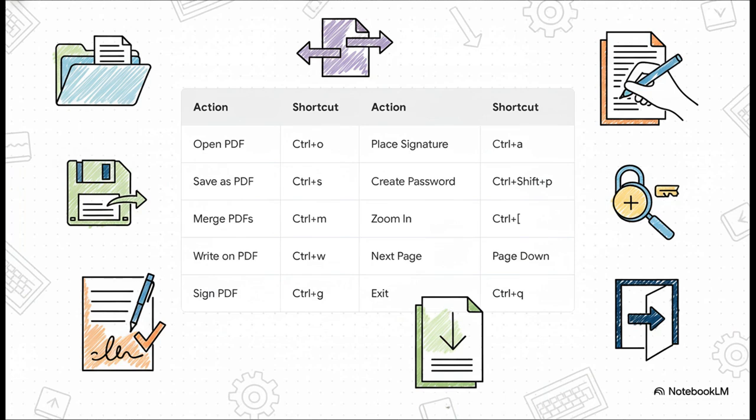You've got your basics like Open with Control plus O and Save with Control plus S, but the real heavy hitters are things like Control plus M to merge PDFs and Control plus W to write on your PDF. And for finalizing everything, remember Control plus G to sign and Control plus A to place that signature. Finally, lock it all down with Control Shift plus P to create a password. Keep this list handy and you're going to be navigating your PDFs like an absolute pro.